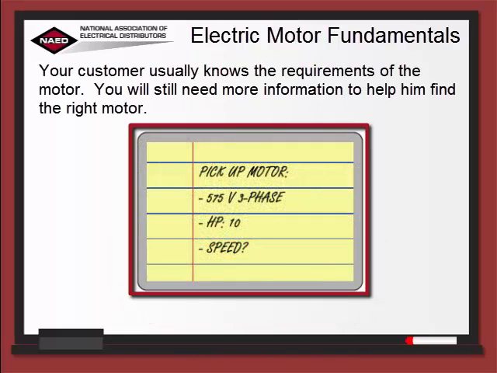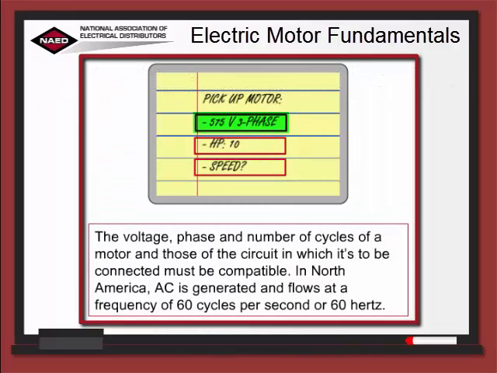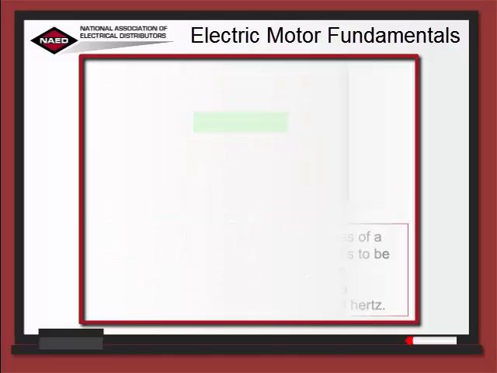Your customer knows some important requirements for the motor he needs, but you will need more information to help him find the right one. The voltage and phase of the motor and its connecting circuit must be compatible, but you also need to know the number of cycles per second of the phases. In North America, AC is generated and flows at a frequency of 60 cycles per second, or 60 hertz.